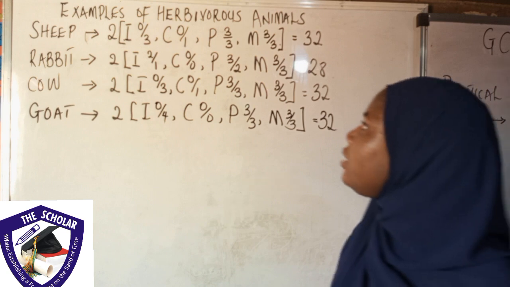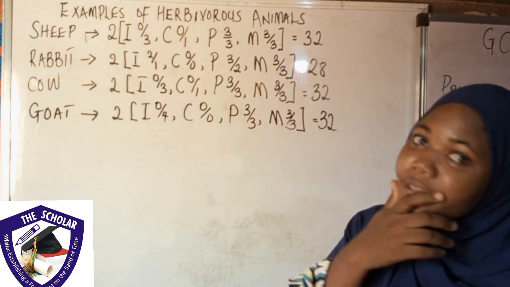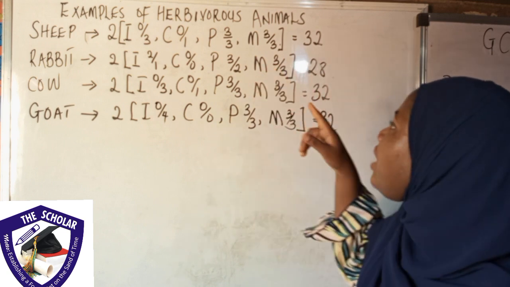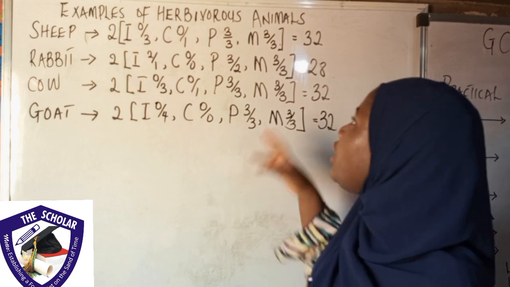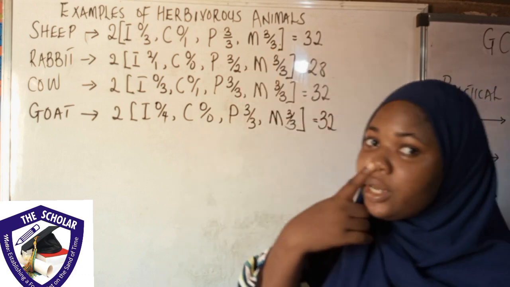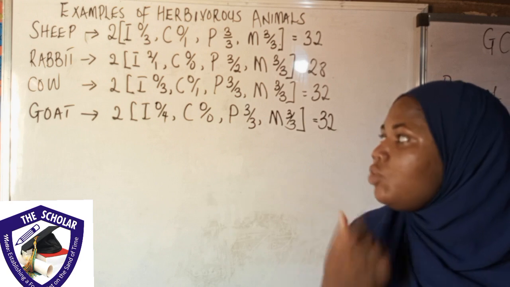Also, they don't have canine. In their premolar, they have 3 in their upper jaw, 3 in their lower jaw. In their molar, they have 3 in their upper jaw. They have 3 in their lower jaw.